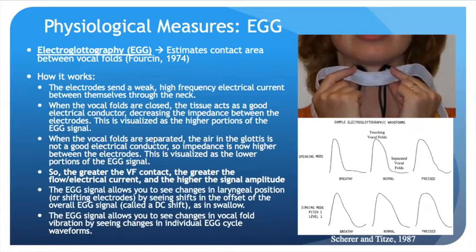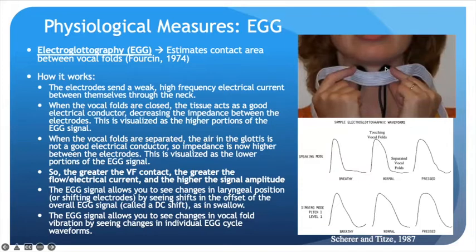All right, now a note about electroglottography. This estimates contact area between the vocal folds. A high frequency, low amplitude signal is sent through the tissues of the neck. When the airway is closed, meaning the vocal folds are in contact, the tissue acts as a better electrical conductor than the airspace. So the electrical impedance between the electrodes is reduced, and therefore the signal increases in height.